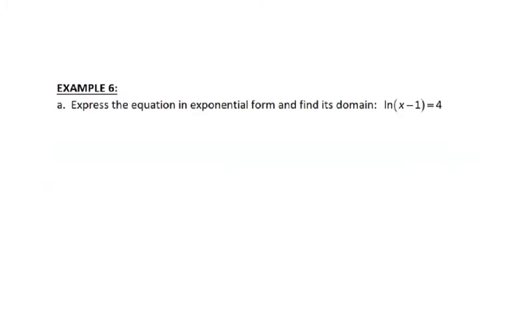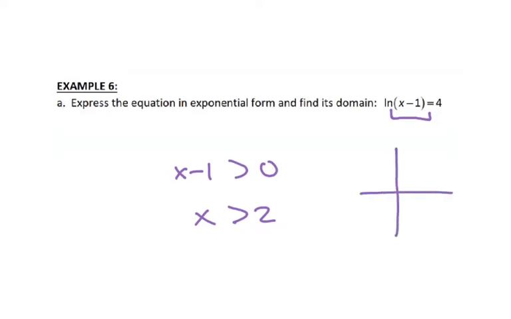6, express the equation in exponential form and find its domain. Okay, so I'm going to start off with what the domain is. We said this argument, this value here has to be greater than 0, so x minus 1 is greater than 0, which means x is greater than 1. Another visual representation of this is that the parent function of the log looks something like this. It's a general shape, and it has a vertical asymptote at 0. So if we say minus 1, what happens? The vertical asymptote shifts over 1.